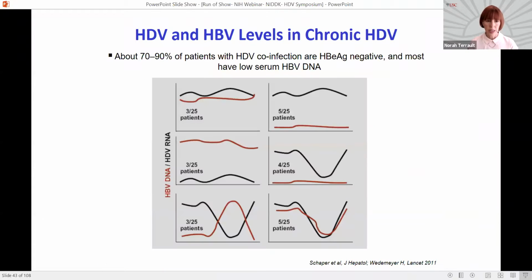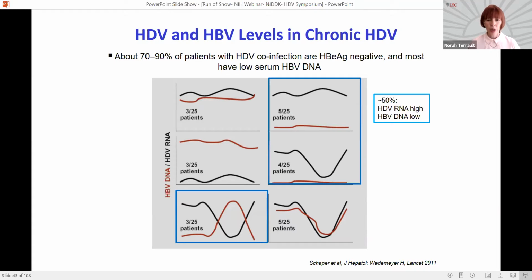In terms of this relationship between the two viruses is also very interesting. If you look across a large body of literature, the main features are that 70 to 90% of patients with Delta co-infection are E antigen negative. So they're mostly E antigen negative chronic hepatitis B. And what we typically think about for Delta infection is that the HBV DNA level is low. But as shown in this cartoon, there is some variability in that pattern if we look across patients. And here's a very nice summary in 25 patients.